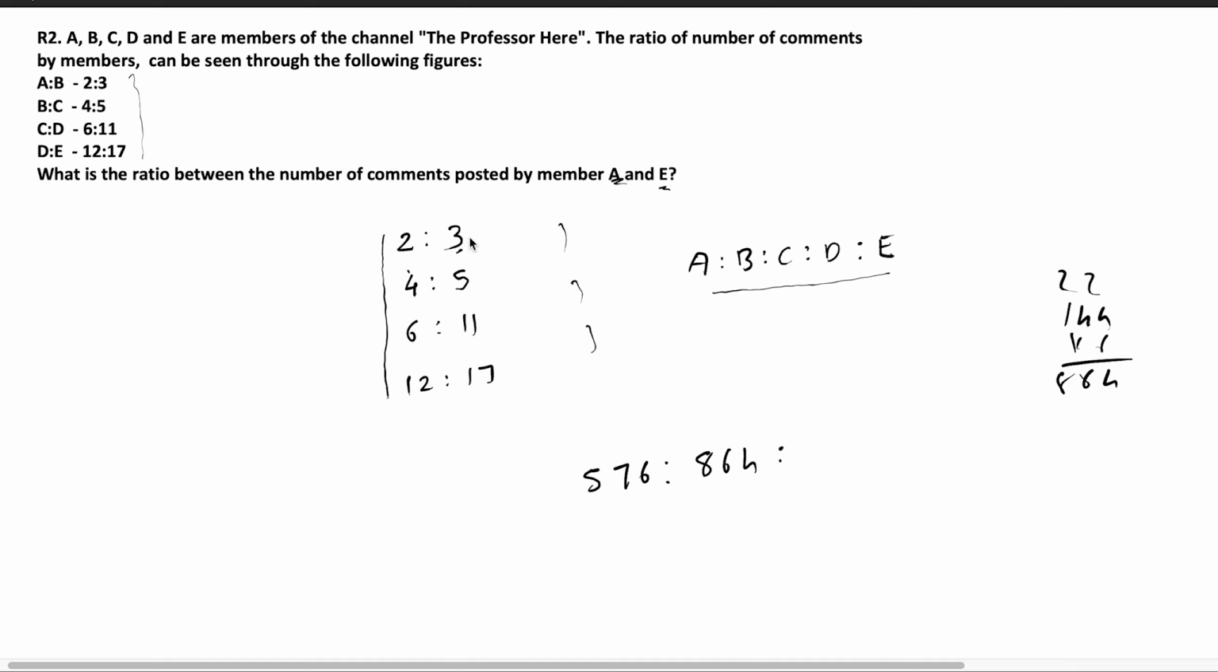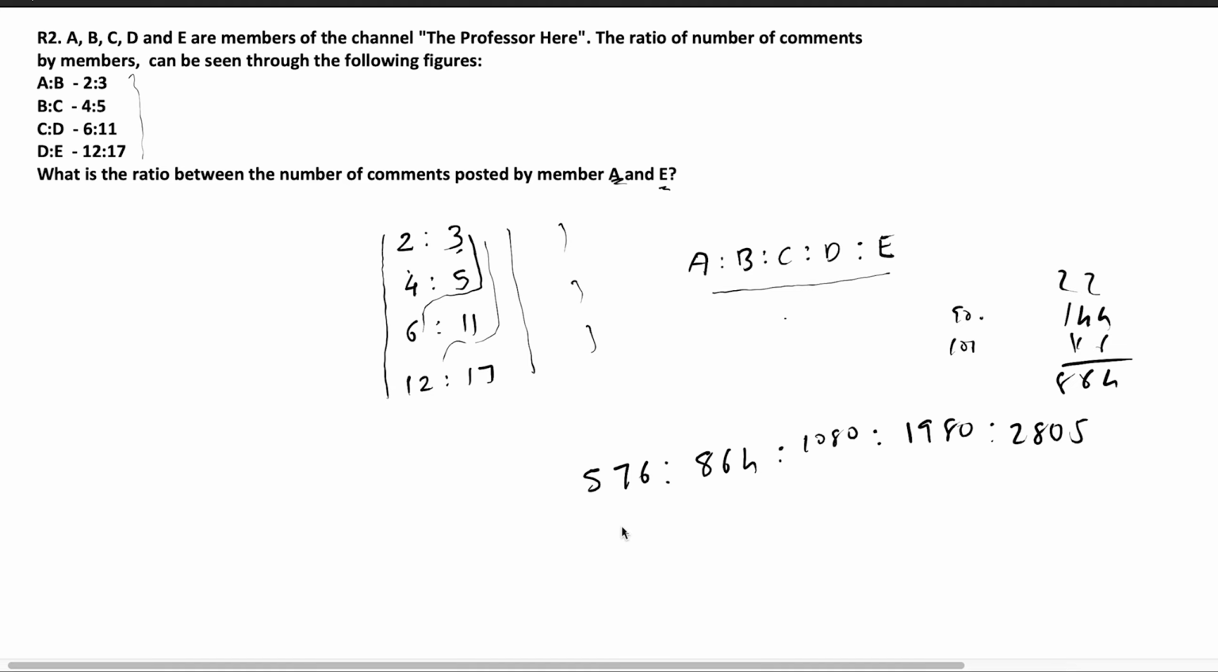For finding the next ratio, you have to multiply 3, 5, 6 and 12. So 3 into 5 is 15, 15 into 6 is 90, 90 into 12 is 1080. The next one will be 3, 5, 11 and 12, and the last one will be 3, 5, 11 and 17. So 3 into 5 into 11 into 12 will become 1980 and the last one is 2805.